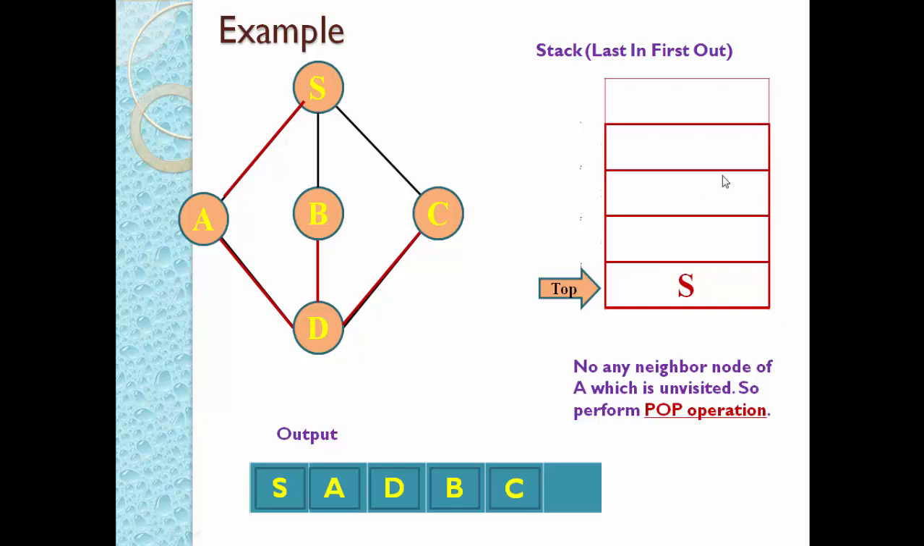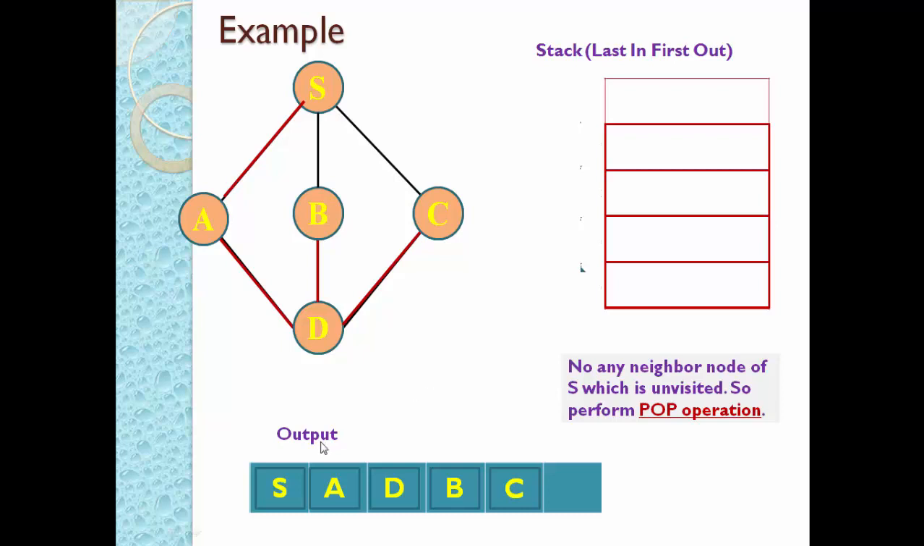Now the last node, that is S, is available inside the stack, and we have to explore S. So S has 3 neighbor nodes A, B and C. These nodes are all already visited, so we have to again perform the pop operation on the stack. So S will be removed. Now our stack is empty.